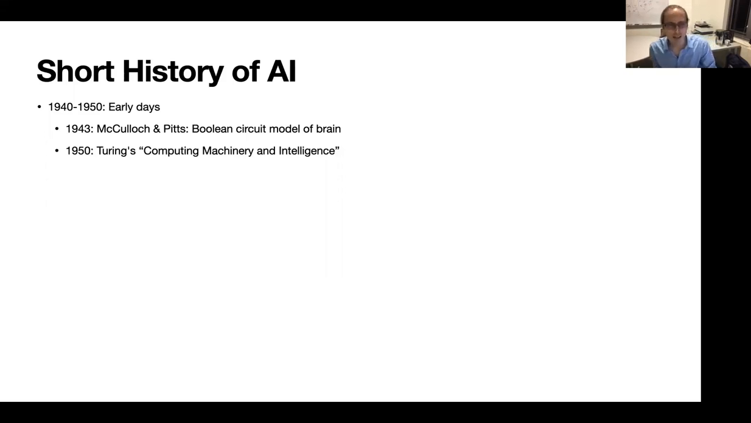These were really early days when computers were barely starting to appear, roughly around that time. Those were big mainframe computers, not what we have now. But in 1943, McCulloch and Pitts published this model of a neuron, basically the Boolean circuit model of the brain. It was a neuron that was a linear combination of its inputs, trying to mimic that mathematical model. Although simple, it was trying to mimic what a neuron does and how it fires.